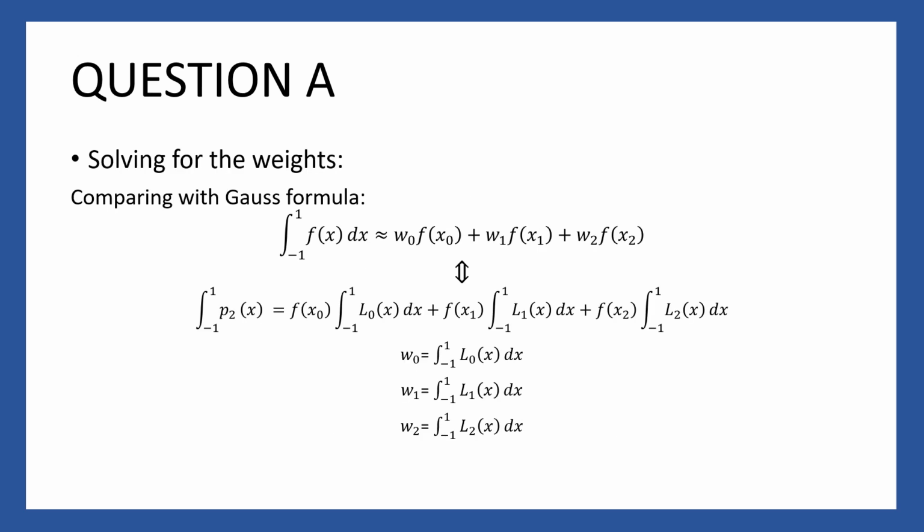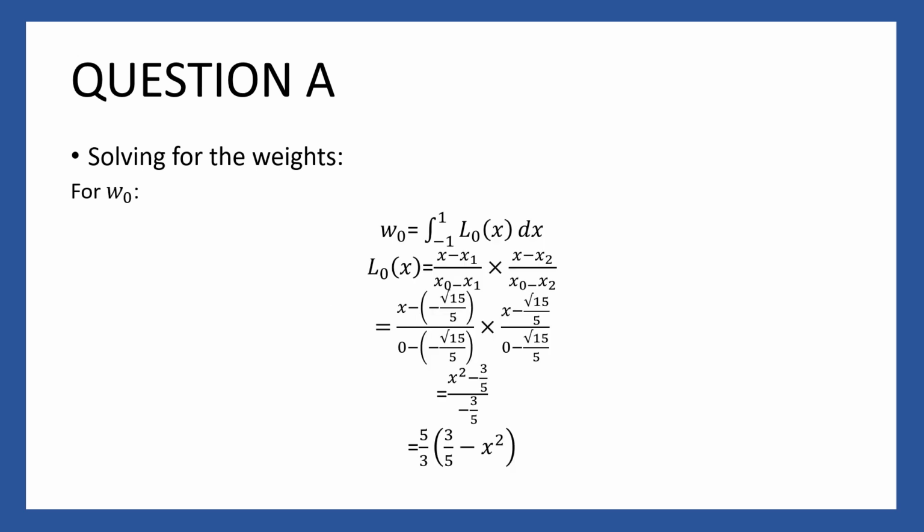So as implied by the previous slide, if we integrate these three expressions, that will give us our weights W0, W1, and W2. So we can see that to calculate W0, we have to integrate from minus 1 to 1 of L0 of x dx. Now, L0 of x, as we saw earlier, is called a Lagrange basis polynomial.